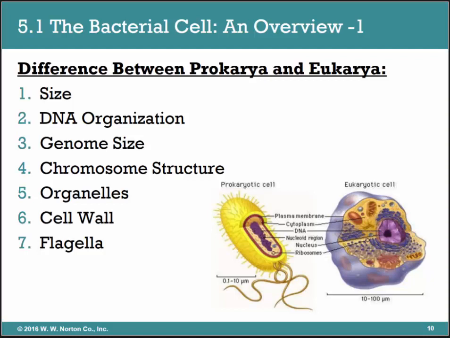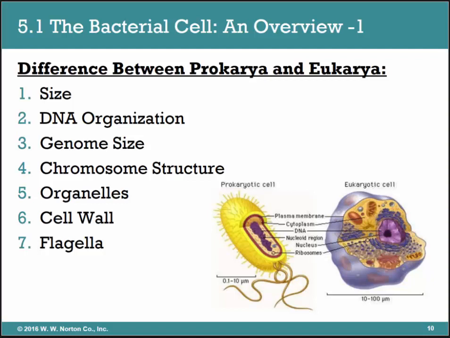Number 4, chromosome structure. Bacterial chromosomes are usually circular, and eukaryotes have linear chromosomes, although there are some bacterial cells that have linear chromosomes. Number 5, organelles. Bacterial cells generally lack membrane-bound organelles and ones derived from endosymbiosis. Eukaryotes, on the other hand, have several membranous organelles like the endoplasmic reticulum and Golgi apparatus. Eukaryotes also have organelles derived from endosymbiosis, such as mitochondria and chloroplasts.